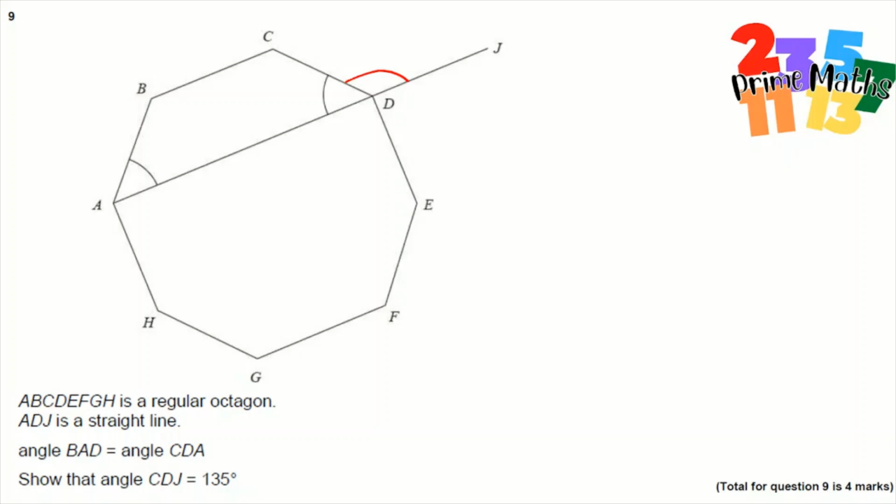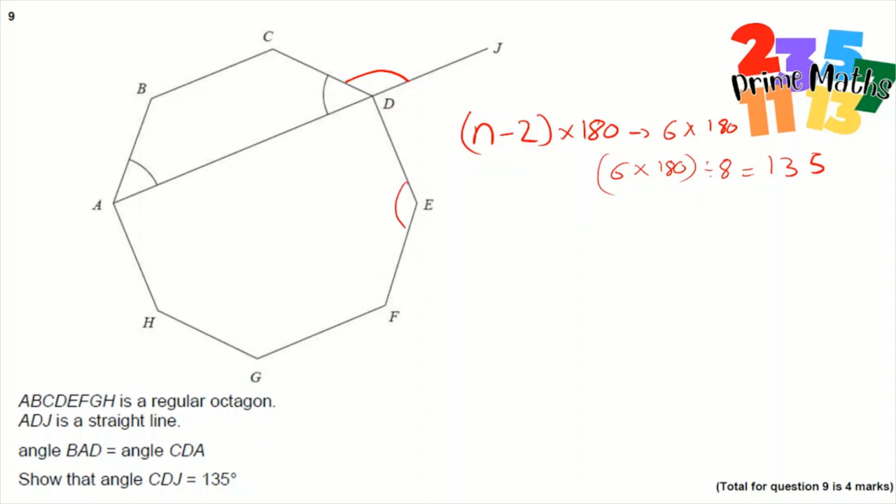We have an octagon. We know the interior angles of an octagon is n minus 2 times 180. So our interior angles is 6 lots of 180. And then we're going to divide that by 8 to find each one. So 6 times 180 divided by 8, which gives us 135. That means each interior angle is 135, and here we have 135 and 135.